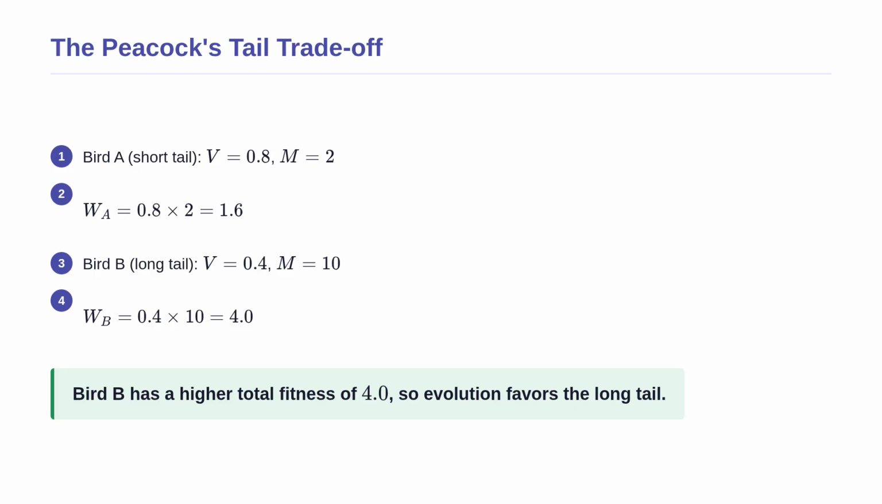Bird B has a heavy, brightly colored tail. His survival probability drops to 0.4, but he produces 10 offspring. Multiplying 0.4 by 10 gives a total fitness of 4.0. Because 4.0 is much higher than 1.6, the massive reward in mating success completely outweighs the survival risk.